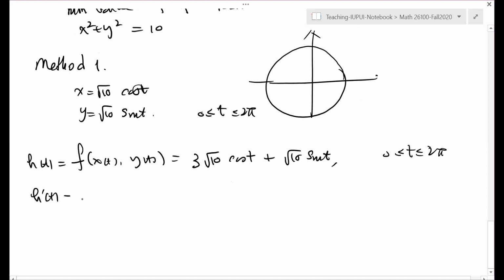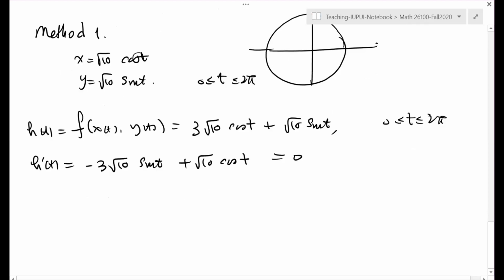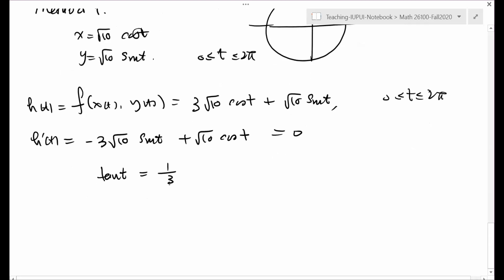So we differentiate, we get negative 3 square root 10 sine t plus square root 10 cosine t. And you set this to be 0. Then you will get tangent t equals 1/3. Now the trouble is you cannot find the value of t. It's not easy to solve. You have to find all the solutions.